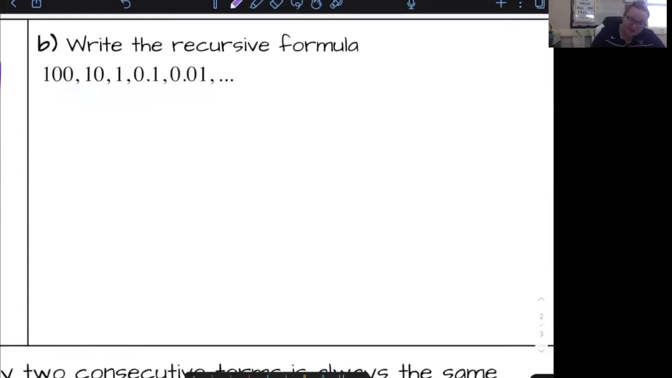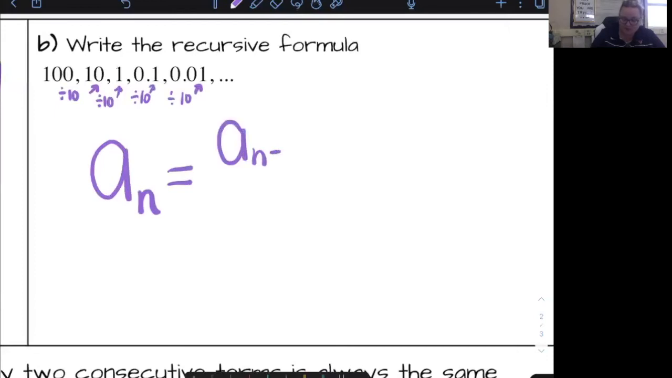So we would divide. If I take 100 and I divide by 10, I get 10. If I take 10 and divide by 10, I get 1. If I take 1 and divide by 10, I get 0.1. So on and so forth. So my recursive formula: the next term is equal to the term before it divided by 10. So to find the next term, you just take the term before it and divide by 10.